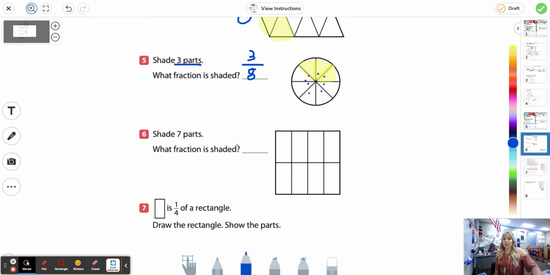Number 6. I got confused with 7 parts here. It says shade 7 parts. 1, 2, 3, 4, 5, 6, 7. Here's 7 parts that are shaded. What fraction is shaded? Well, I colored in 7 pieces out of 1, 2, 3, 4, 5, 6, 7, 8 pieces. 7/8 of this fraction is shaded.